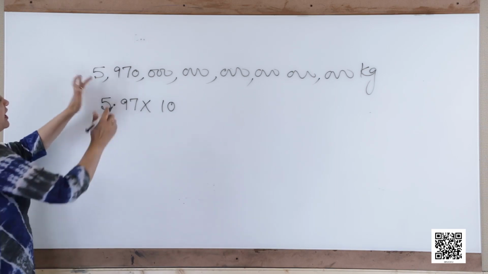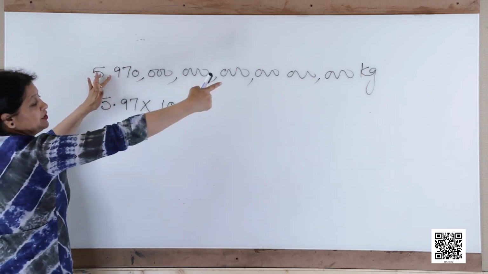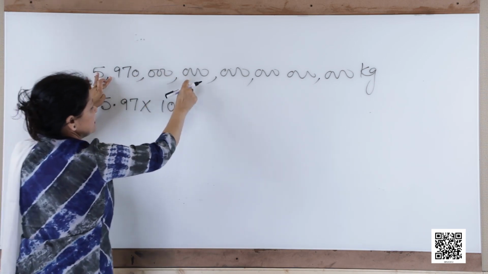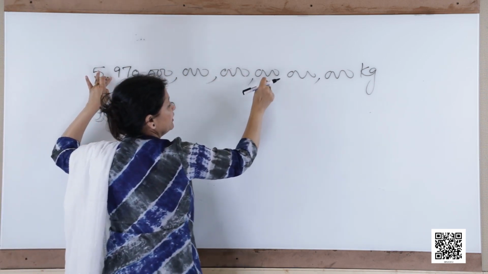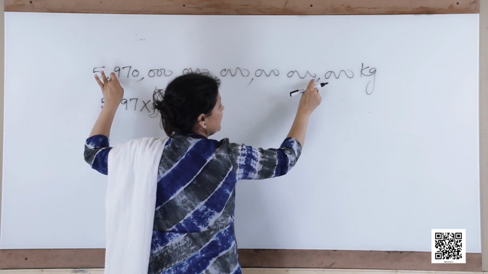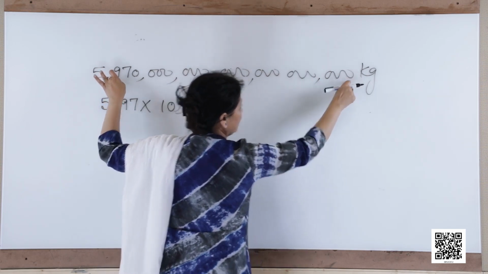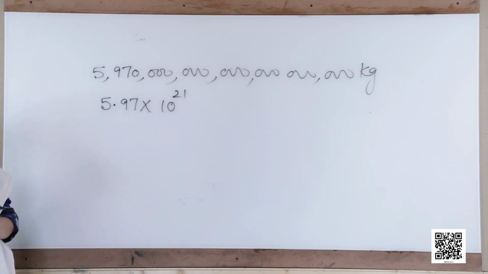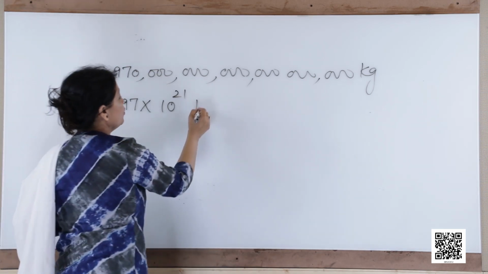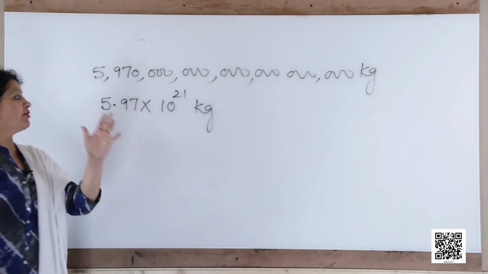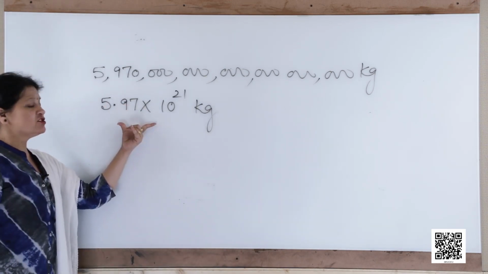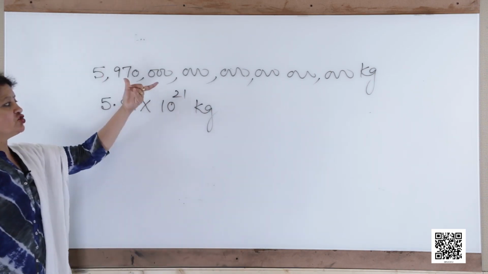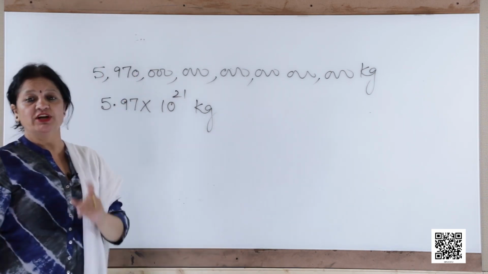Now check. We have put the decimal from here. So how many numbers are there after the decimal? 1, 2, 3, 4, 5, 6, 7, 8, 9, 10, 11, 12, 13, 14, 15, 16, 17, 18, 19, 20, 21. So that means 5.97 into 10 raised to the power 21 kgs is your answer. This is the easiest way, the standard form, to write a large number in exponential form.